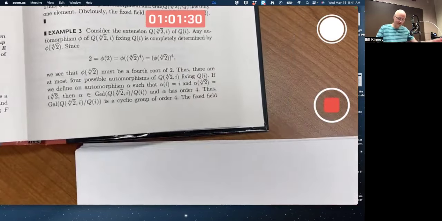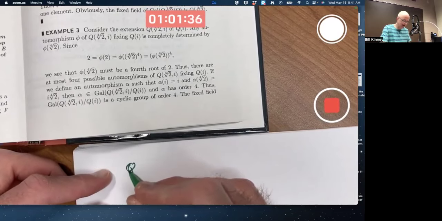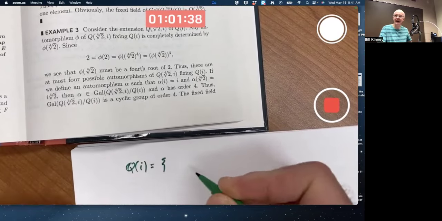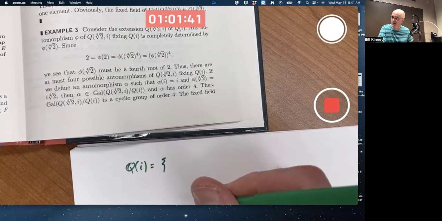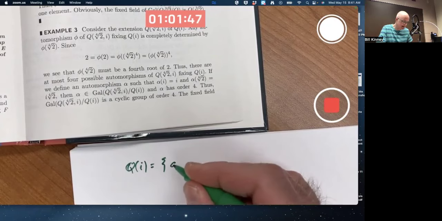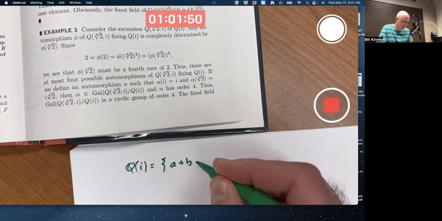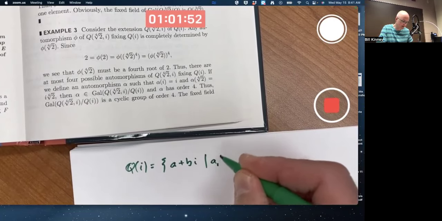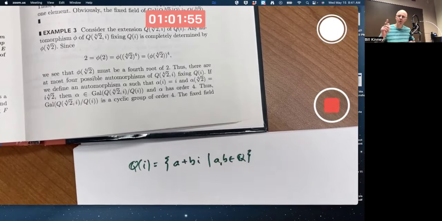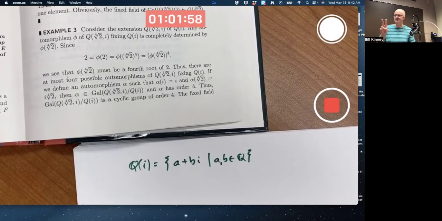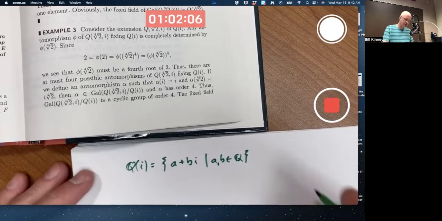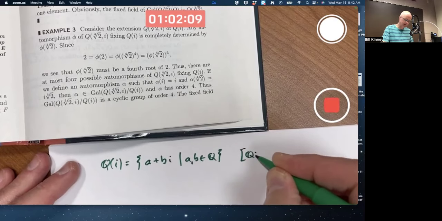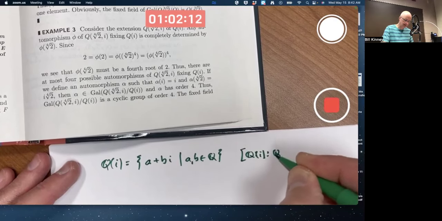You can think of Q of i, since i is a root of x squared plus 1, degree 2, irreducible over Q. Elements can be written as a linear combination of 1 and i with coefficients from the rationals. 1 and i form a basis with 2 elements for Q of i as a vector space over the rationals. It's got dimension 2, and therefore the degree of Q of i over Q is 2.